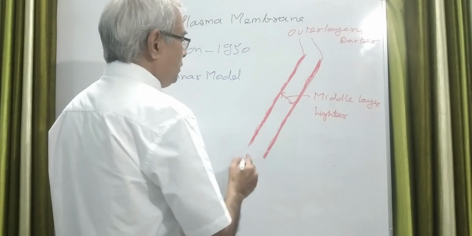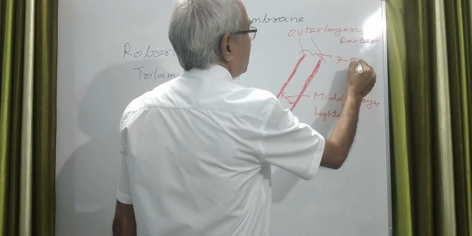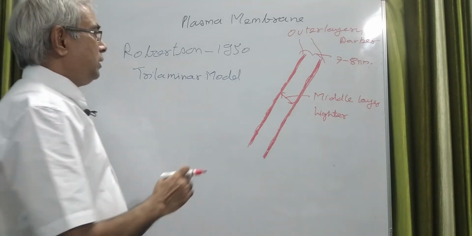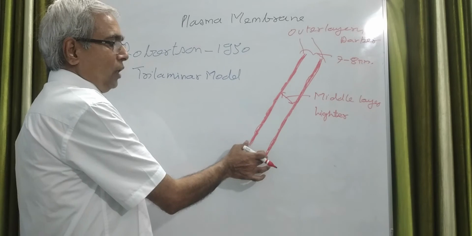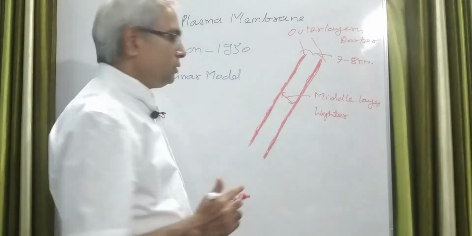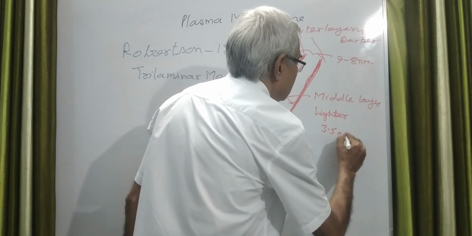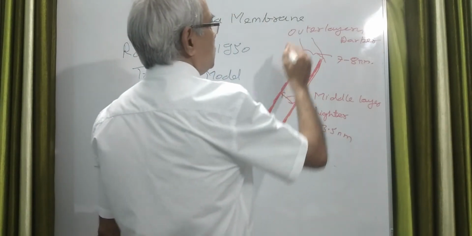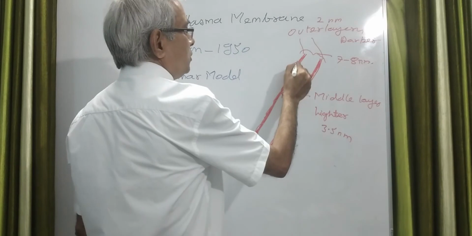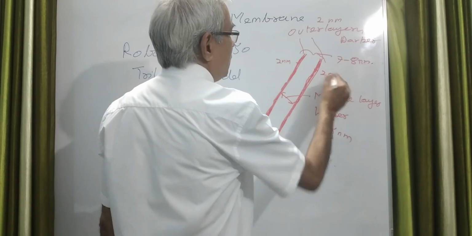The thickness of this membrane, he proposed, is about 7 to 8 nanometers. On that basis, he said that plasma membrane is a trilaminar structure, 2 darker zones and a light middle zone. The light middle zone is about 3.5 nanometers, while the 2 darker zones, 2 outer layers, are 2 nanometers each. This is 2 nanometers and this is also 2 nanometers.